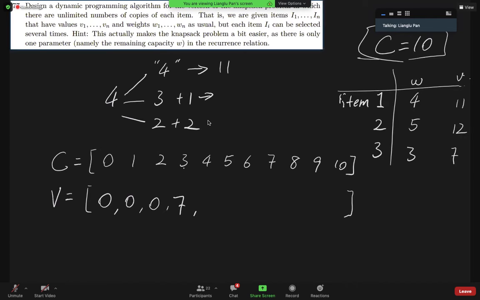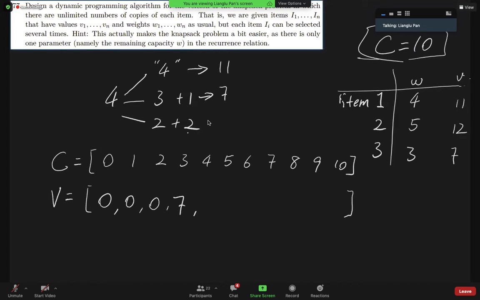If we have capacity 3, we know the value could be 7. That's the best we can do. And if we have capacity 1, the highest value would be 0. So if we do this split, I think the best we can do would be 7 plus 0, giving us 7.